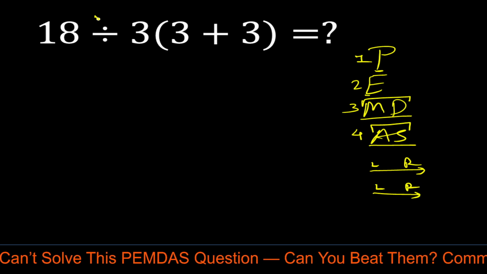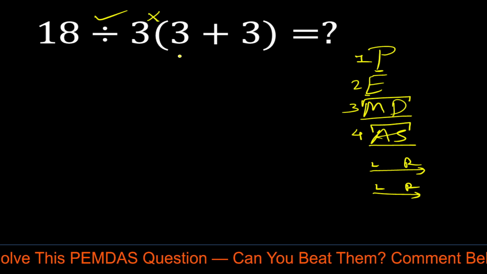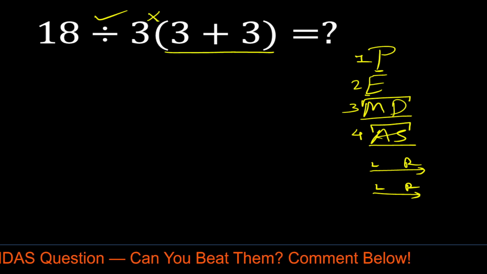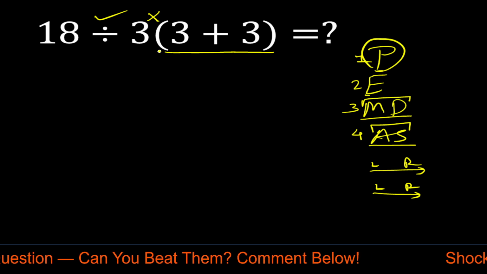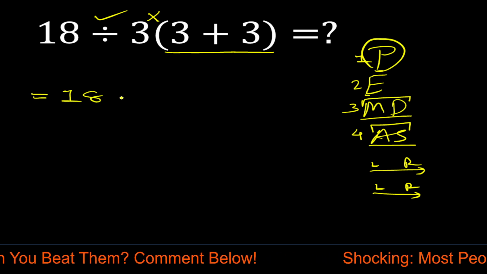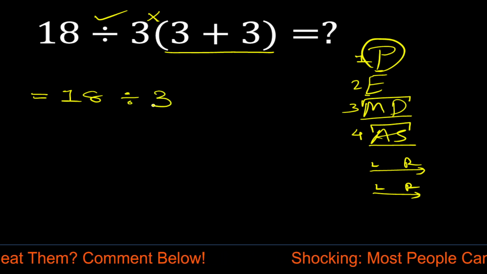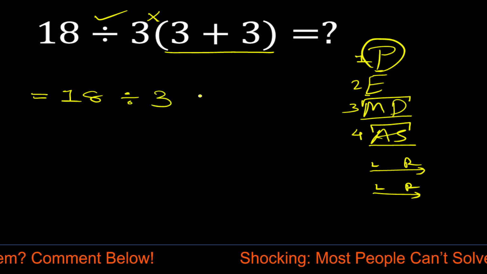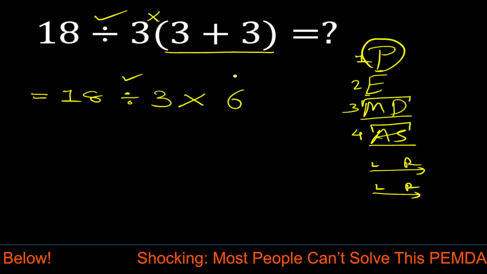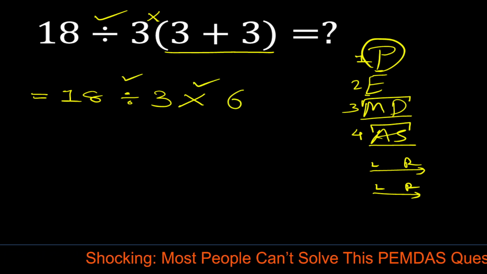So in this question, here we have division, here multiplication, and here we have one parenthesis, right? So according to the PEMDAS rule, first we have to solve the parenthesis. So now 18 divided by 3. Now solve this parenthesis. 3 plus 3 is equal to 6. So type 6, right?